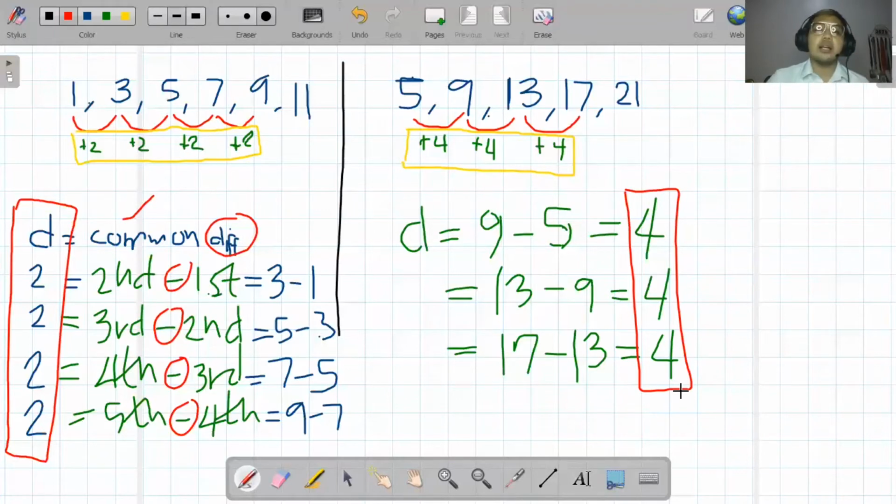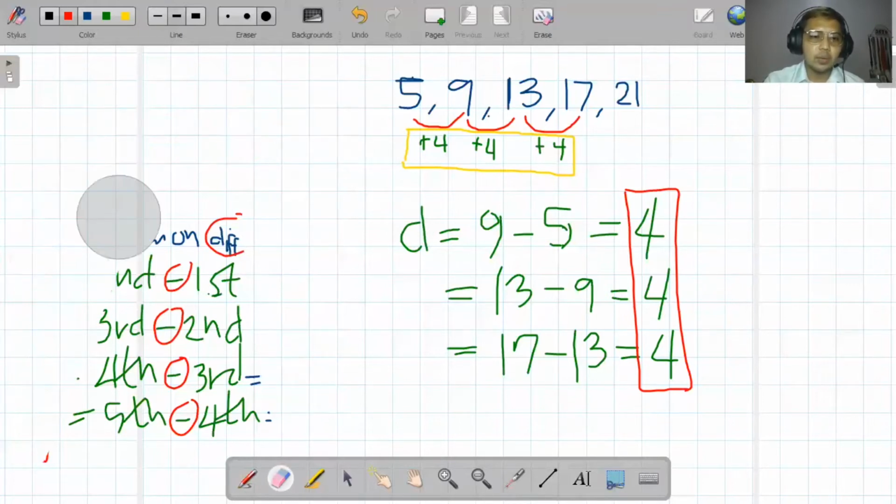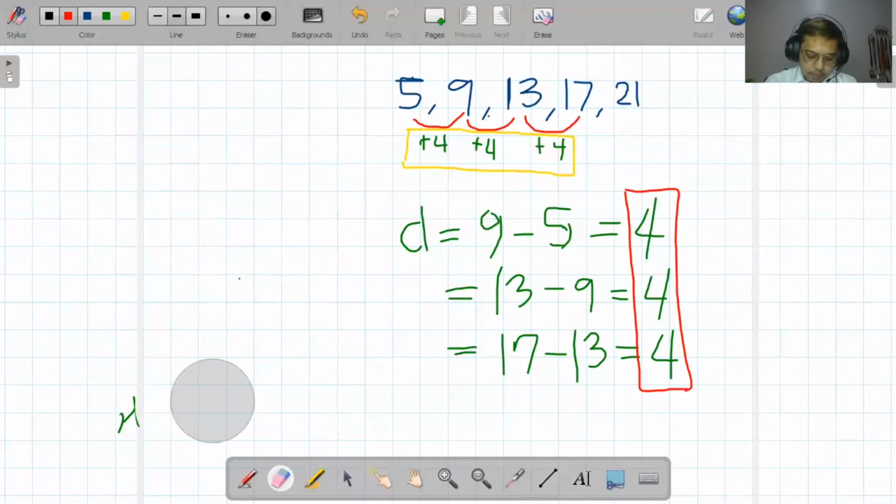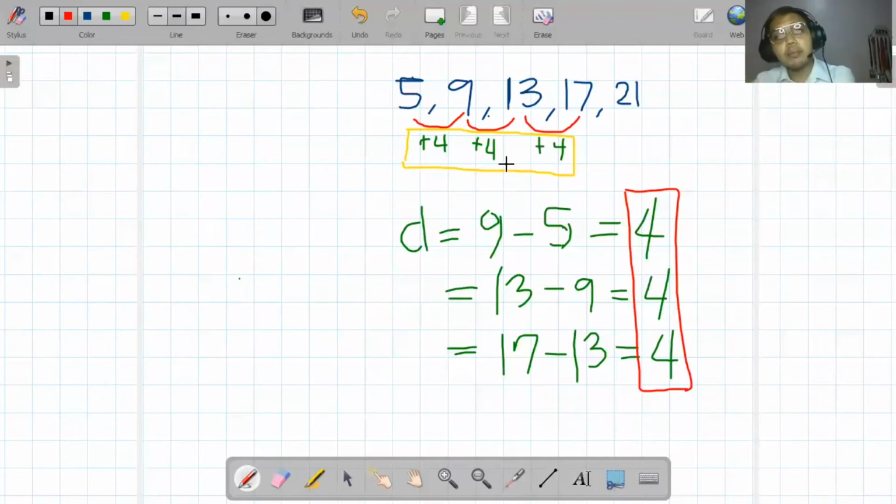Very simple. I'm just going to erase this one here, this side. Yeah, ipabilin ko ng 5, 9, 13, 17, 21. Okay, that's actually the example in increasing arithmetic. You say increasing arithmetic, obviously, nagkanam ka dako. So, 5 is smaller than 9, 9 is smaller than 13. So, nagkanam ka dako imong number. So, increasing 5, 9, 13, 17, 21, and so on.